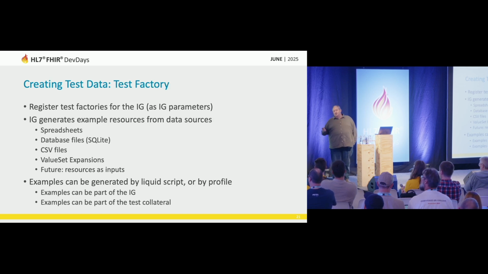And then when you do that, they can either be part of the IG itself and rendered and shown to the user as part of the content of the IG, or they could just be tucked into the IG in the collateral. So when you open up the package, you find all the testing resources, but we don't nag the user with 50,000 lists in the HTML.